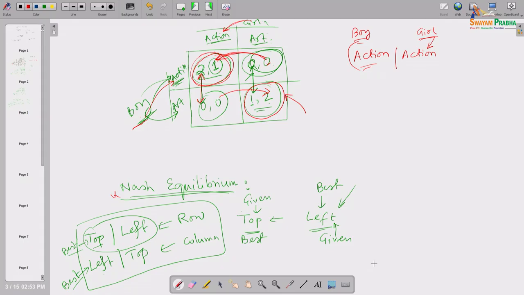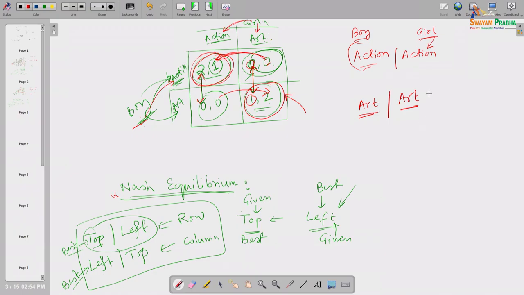Okay, if the boy knows that the girl is going to go for the art film, what is the best strategy for the boy? The boy will compare, because the girl is going to choose art. That time the boy will compare between these two numbers, 0 and 1. So by choosing art, the boy is getting more, because by choosing action the boy will get 0, and by choosing art the boy will get 1, right. So basically art is the best strategy given art from the girl. So this is the best for the boy, knowing that art is going to be the girl's choice.